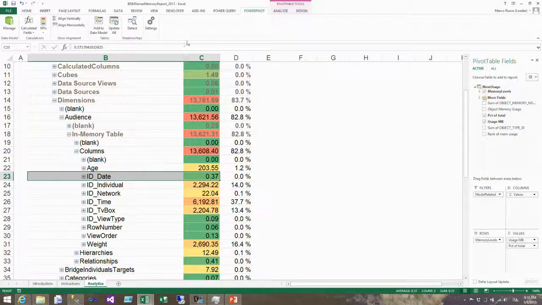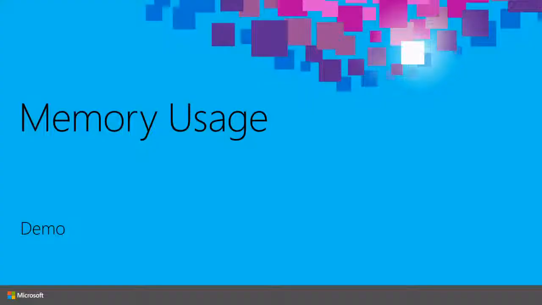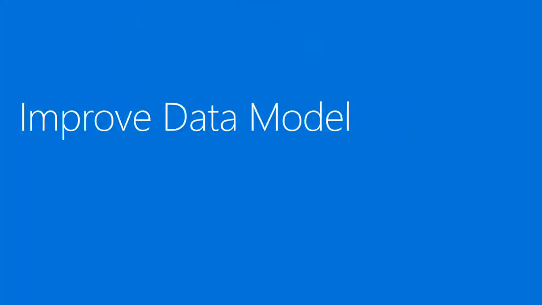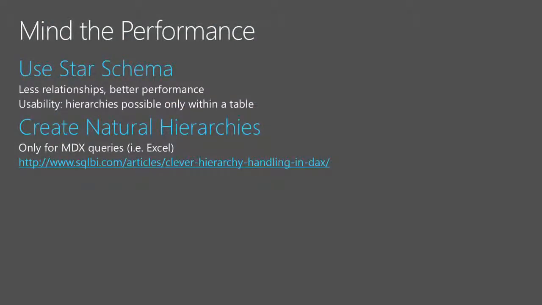So this is an important tool, the BISM memory report. You will find in the slides a few links to download this tool. This tool is important to get information about the objects that you have in memory. I tried to provide you a few pieces of information that will help you in evaluating how to improve your model. Okay. Next topic: improve data model.